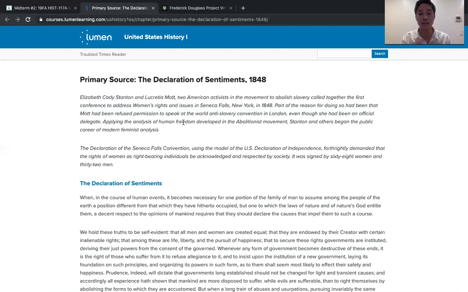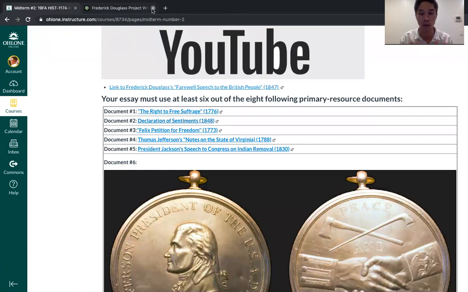So read this document very carefully, guys, right? Because it's going to address some of those inequalities, all right? So that's in document number 2. It's dealing with women's rights, right? And their right to vote and the treatment of women under the law, okay? So that's in document number 2.